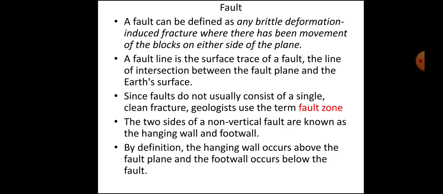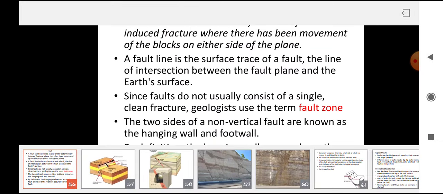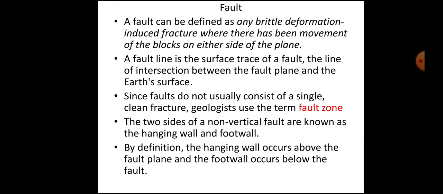Fault. A fault can be defined as any brittle deformation induced fracture where there has been movement of the blocks on either side of the plane. A fault line is the surface trace of a fault, the line of intersection between the fault plane and the earth surface. Since faults do not usually consist of a single clean fracture, geologists use the term fault zone.